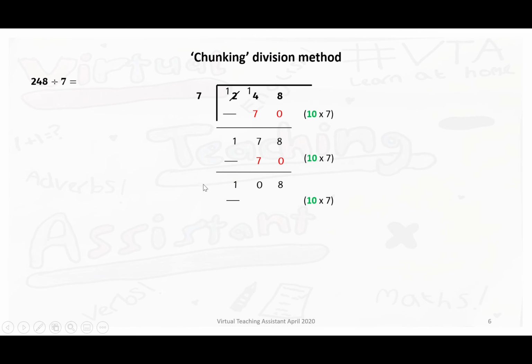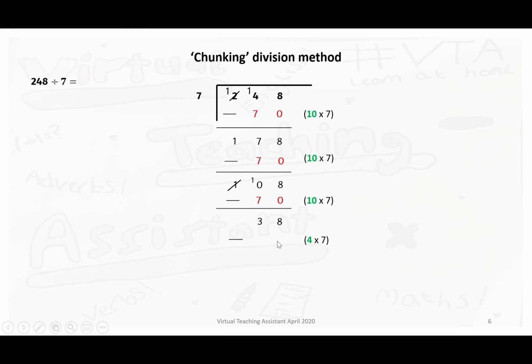I'm going to do it again. I can take another chunk away because I can see there's still more than 70 left there. So 8 take away nothing, still nothing. Can I take 7 away from nothing? No. So I need to borrow this one over here. 10 take away 7 is 3. So I've got 38 left now to figure out.